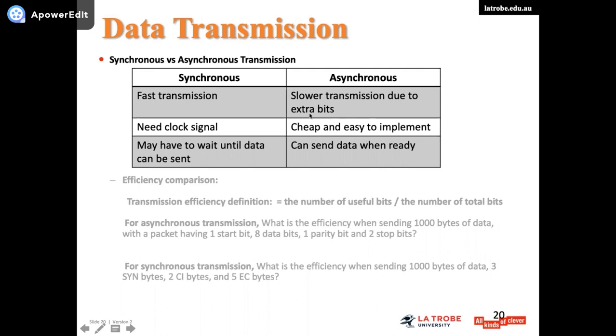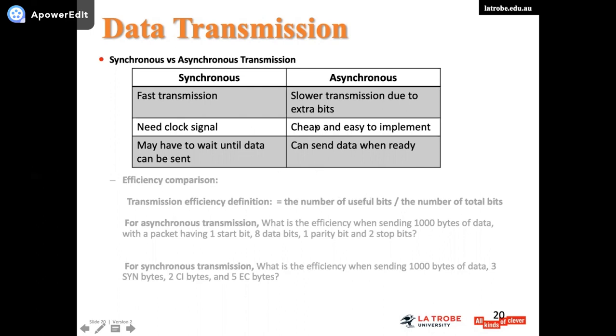Actually, this clock is not easy to implement because, first, you need to have two devices synchronized, and different devices' clocks may have tiny differences between different hardware, so it's not easy to get two devices perfectly synchronized. Another thing about the asynchronous method is that it can send the data when it's ready. We don't have to wait until data is to be sent. You just send anytime you want. So that's the difference between these two methods.